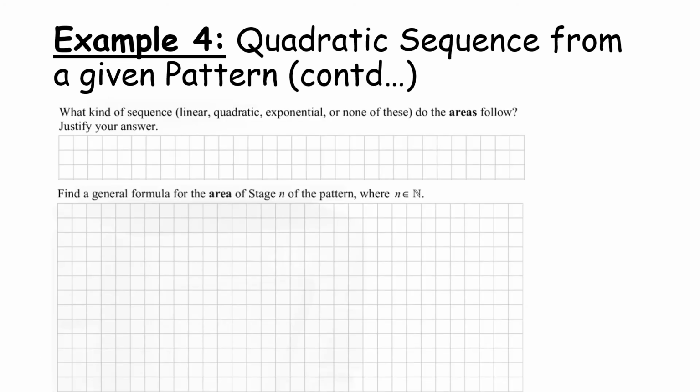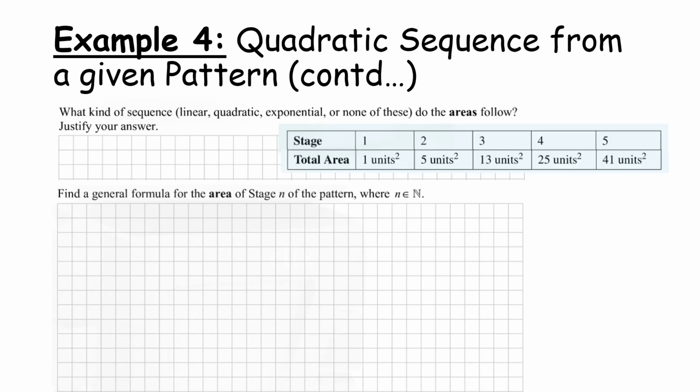So what kind of sequence, linear, quadratic, exponential, or none of these, do the areas follow? Justify your answer. So the first thing we need to figure out is, what are the areas? From the picture on the previous slide, the first stage had 1 square unit, and remember they told us that each square had an area of 1 square unit. So in the second stage there was 5, the third stage 13, the fourth stage 25, and the fifth stage 41.